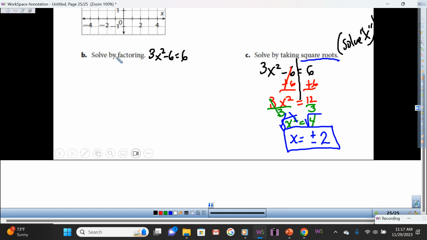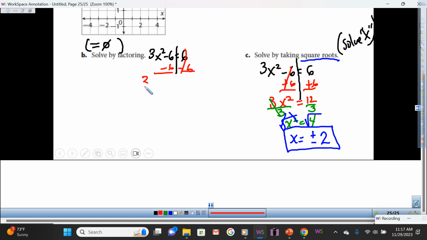So for factoring, guys, put in parentheses equal to 0. Make sure you equal the equation to 0 in order to start factoring. So, is it equal to 0? No. So what do we do? Tell your neighbor. Yeah, subtract 6 from both sides.